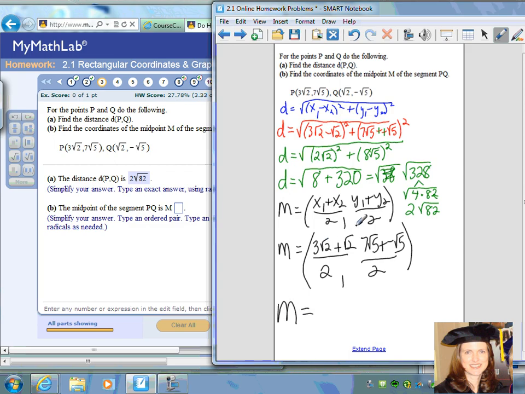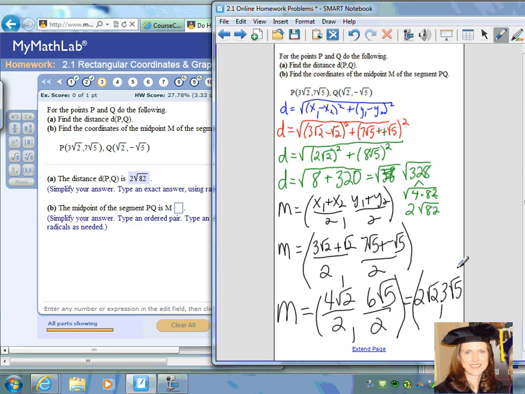3 square root of 2 plus another square root of 2 is 4 square root of 2 divided by 2. 7 square root of 5 minus the square root of 5 is 6 square root of 5 divided by 2. We want to simplify this. 4 square root of 2 divided by 2 gives you 2 square root of 2. 6 square root of 5 divided by 2 is 3 square root of 5. That's the midpoint between those two original points.